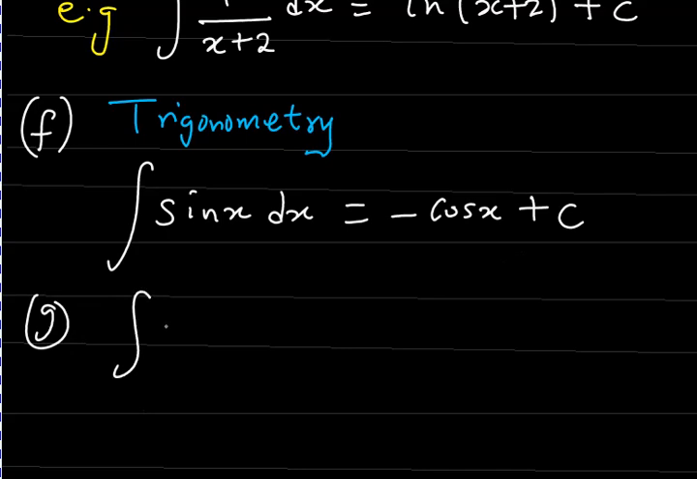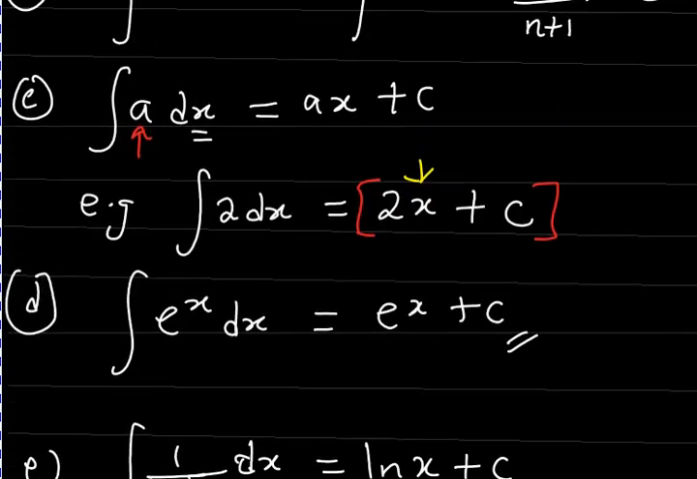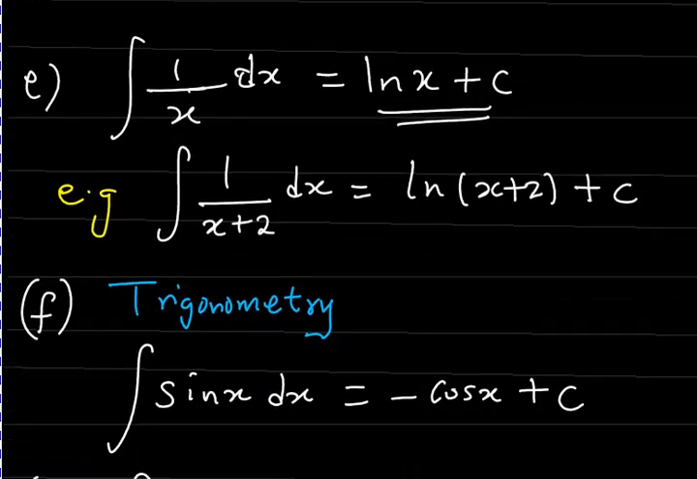The integral value of cos x with respect to x is going to be sin x. There's no minus in this case. Sin x plus c. I hope that is well understood.